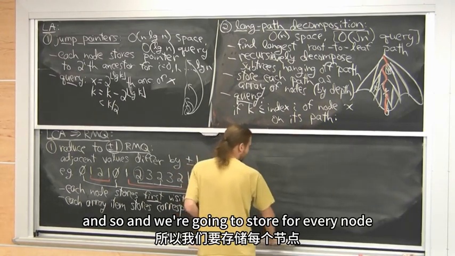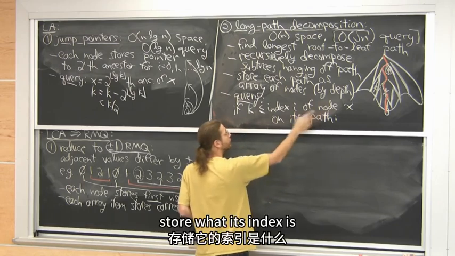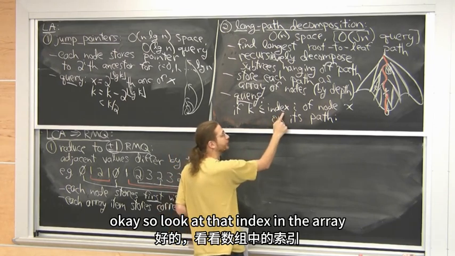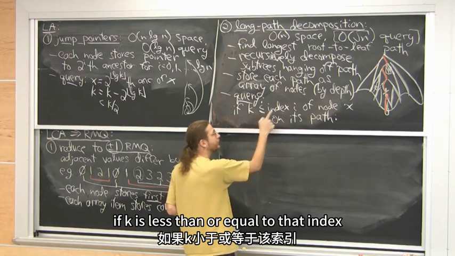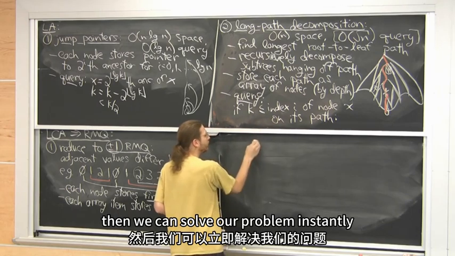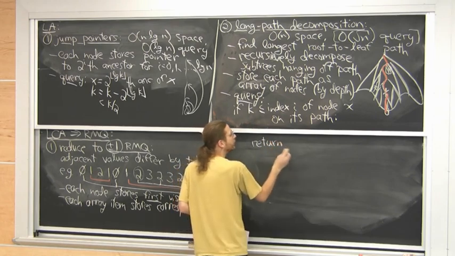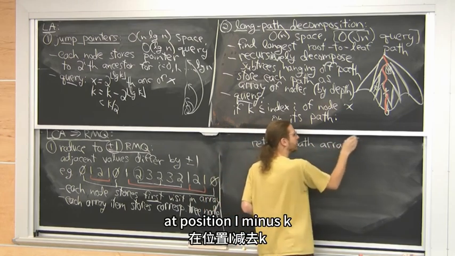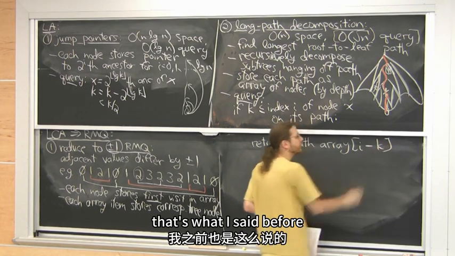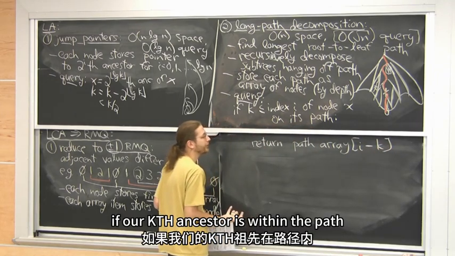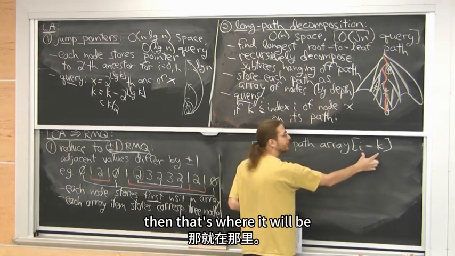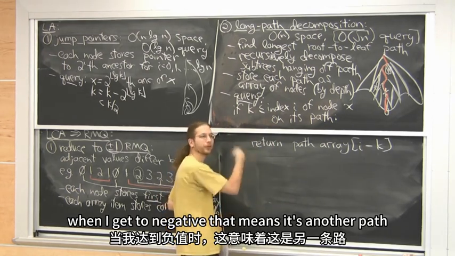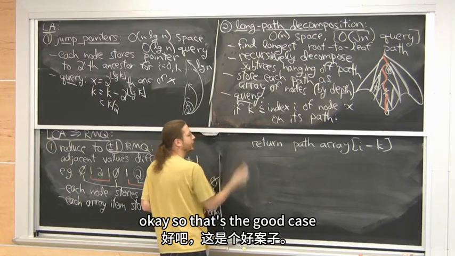And we're going to store for every node what its index is and where it lives in its array. So look at that index in the array. If k is less than or equal to that index, then we can solve our problem instantly by looking at the path array at position I minus k. That's what I said before. If our kth ancestor is within the path, then that's where it will be. And that's going to work as long as that is non-negative. When I get to negative, that means it's another path. Okay, so that's the good case.